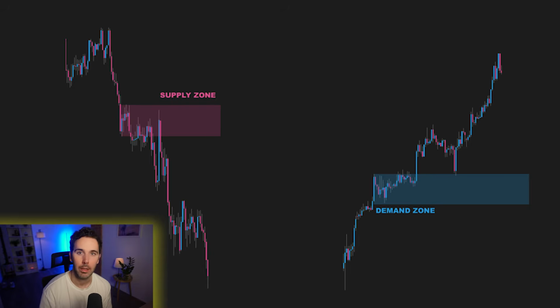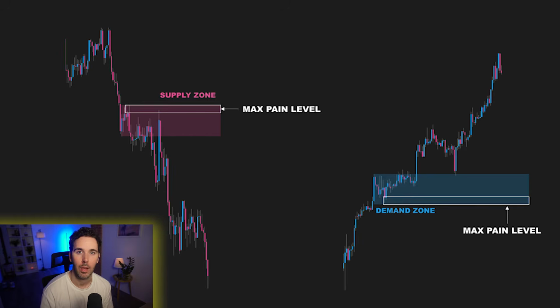Max pain level is basically the extreme of the level. It's the end of that zone where when price gets back to it and you're in a trade, it's where you get a little bit of squeaky bum time. It's where you kind of start thinking and praying that it needs to bounce at this point. It's where the most pain is.